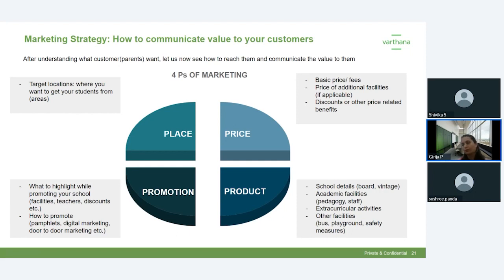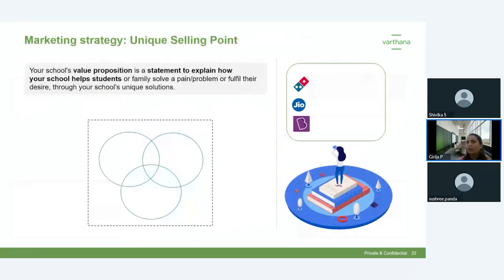Here the product, the school, is very important to highlight. So what strategies can we use to highlight the product? We can have a unique selling point. A unique selling point is the value proposition which communicates to the students or to the parents how you're going to help the students and how you're going to solve their problem. For example, we all know Domino's. Domino's unique selling point is fast delivery. They claim we will provide you pizza within 30 minutes. That is their selling point.